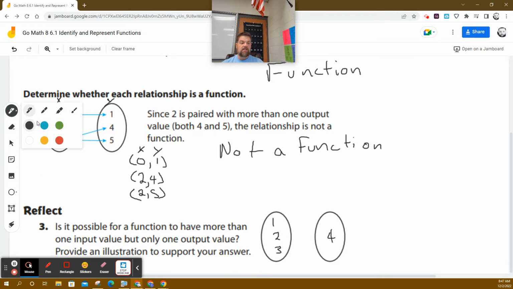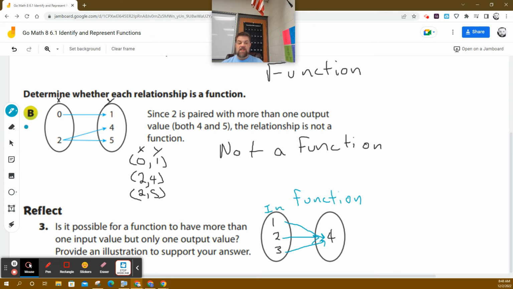This is fine. In other words, you can have more than one y. You can have repeating y's, but you can't have repeating x's. So this is a function. But why is it a function? Because it's not repeating x. There's a single arrow leaving the input, right? So this is the input.